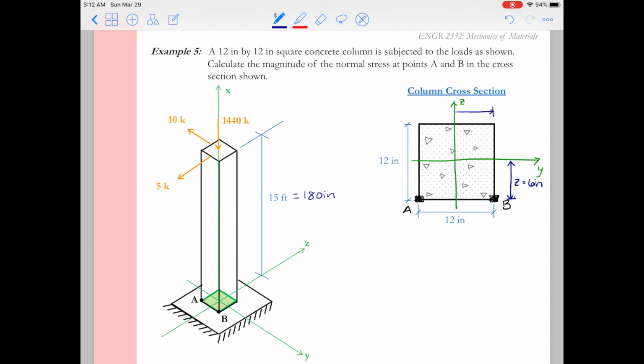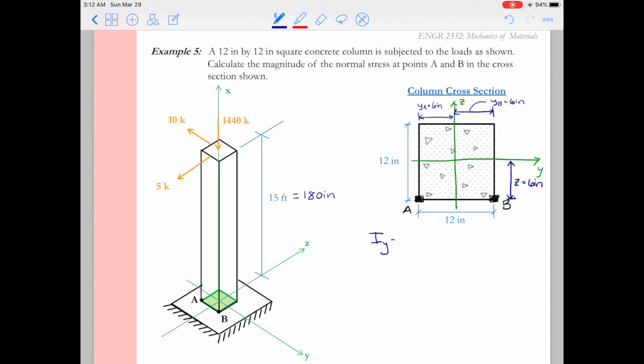Likewise, for the 10 kip load that causes bending about the z-axis, we're going to need the distance, and this distance we'll say is the distance y. Y to point B is 6 inches, and then A is 6 inches. Now, we have a square cross-section, so all of these distances were 6 inches. But we could easily apply this to a rectangular cross-section, in which case y and z would have different values.